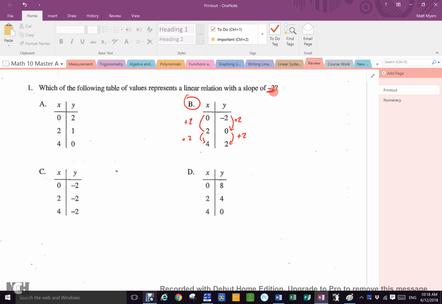What do people think of Suchman's thinking? And I'm not trying to put you down, right? This is why we need to have this discussion, because that makes perfect sense. Everything's a 2. So it's got a slope of 2. Right? Are we okay with that? Some people are saying yes, some people are saying no. Okay. Anybody else want to talk? Everybody agrees it's B? Is it B?